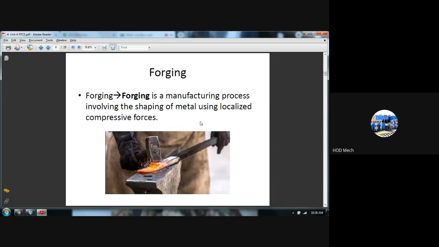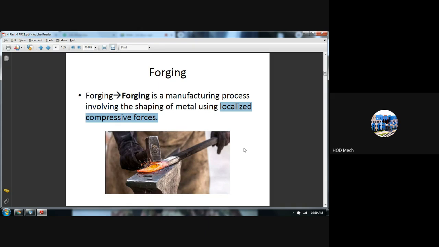Right. Therefore, these three are considered to be the most important ones. So now we are going to touch upon the basics of forging, basics of welding, and basics of foundry. Because first we have to understand what is the basic need. So when you go for forging, forging is a manufacturing process, of course, and it involves the shaping of metal using localized compressive forces. Now you have to understand what this localized compressive forces means.